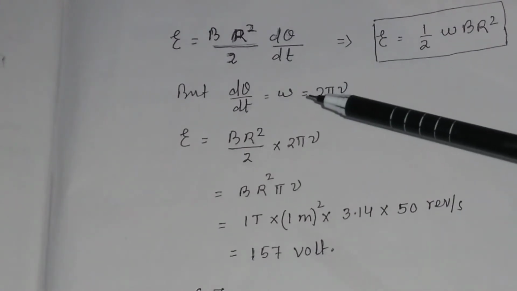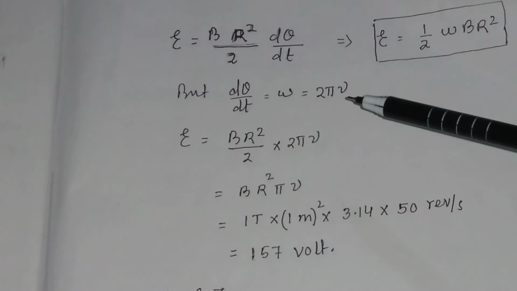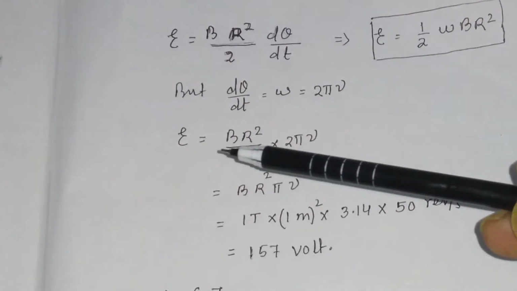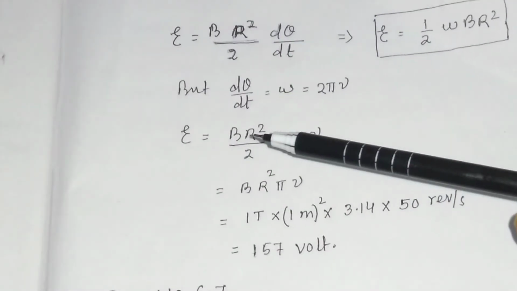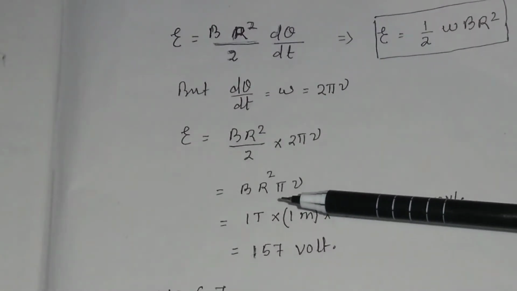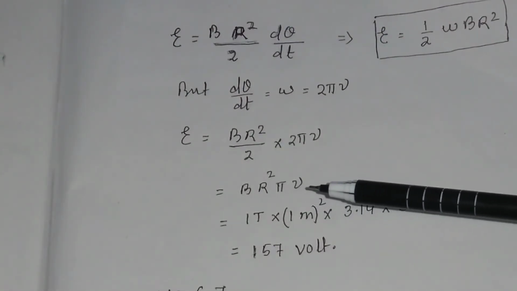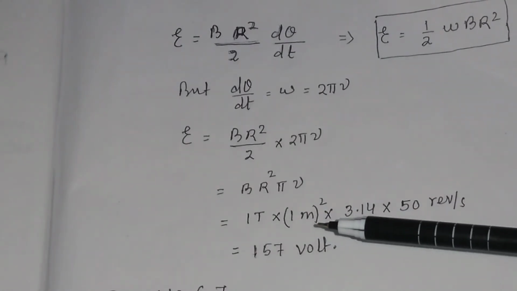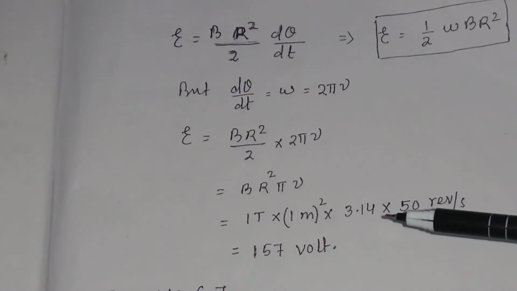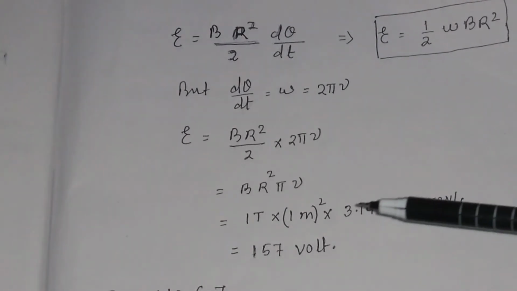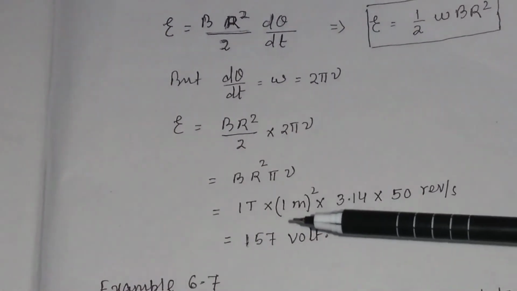And if you substitute omega is equal to 2 pi nu, that is in terms of linear frequency, then the induced EMF E will be equal to B r square divided by 2 into 2 pi nu, and it is equal to B r square pi into nu. It is given B equal to 1 Tesla, R is given 1 meter, pi is 3.14, and the frequency of revolution is given 50 revolutions per second. So if you substitute these values, the induced EMF will be equal to 157 volt.